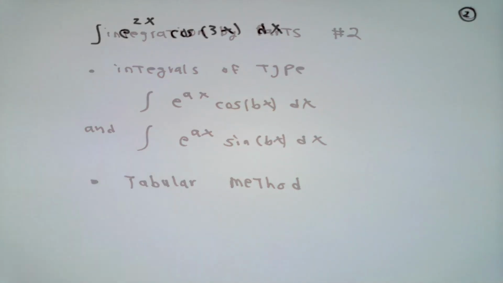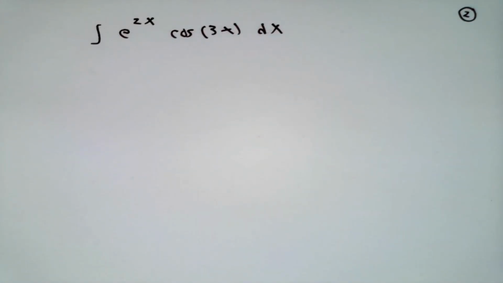quick manner. As an example of the first topic, let's think about the integral of e to the 2x times cosine 3x with respect to x. We'll try integration by parts with the u being e to the 2x and the dv being the rest of it.